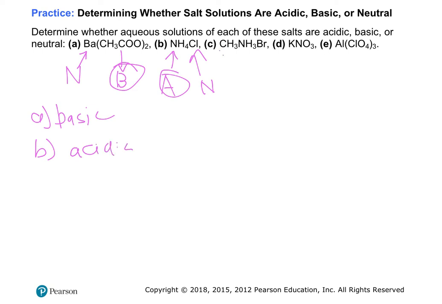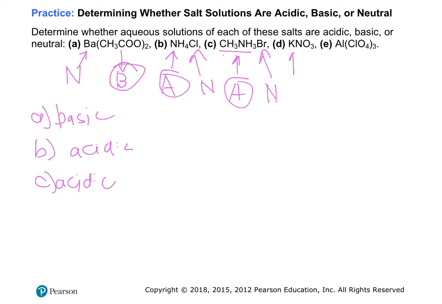Here we have, you might be kind of freaked out by seeing this compound. This is methylammonium, so it's methylamine's conjugate acid. So you should be familiar with it from the weak base table. It's the conjugate acid of methylamine, so it's this compound. So this is a weak acid, so this is going to lead to it being acidic. Bromide is the conjugate base of a strong acid, so leaving it neutral. So this one, C, will be acidic.